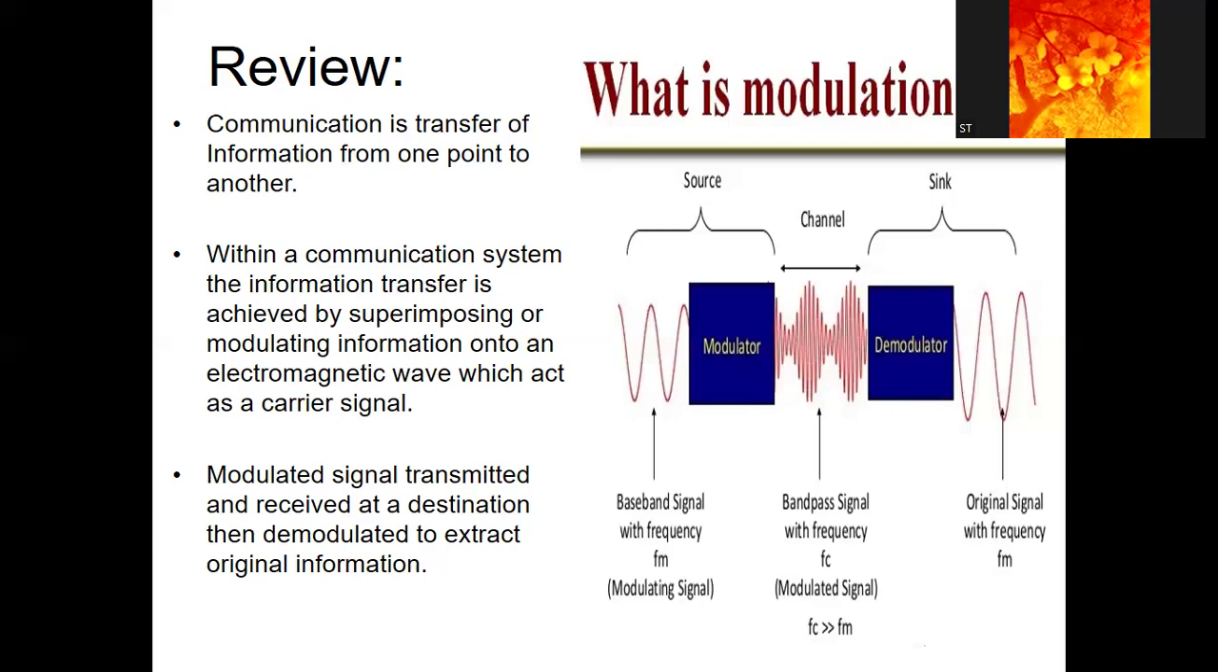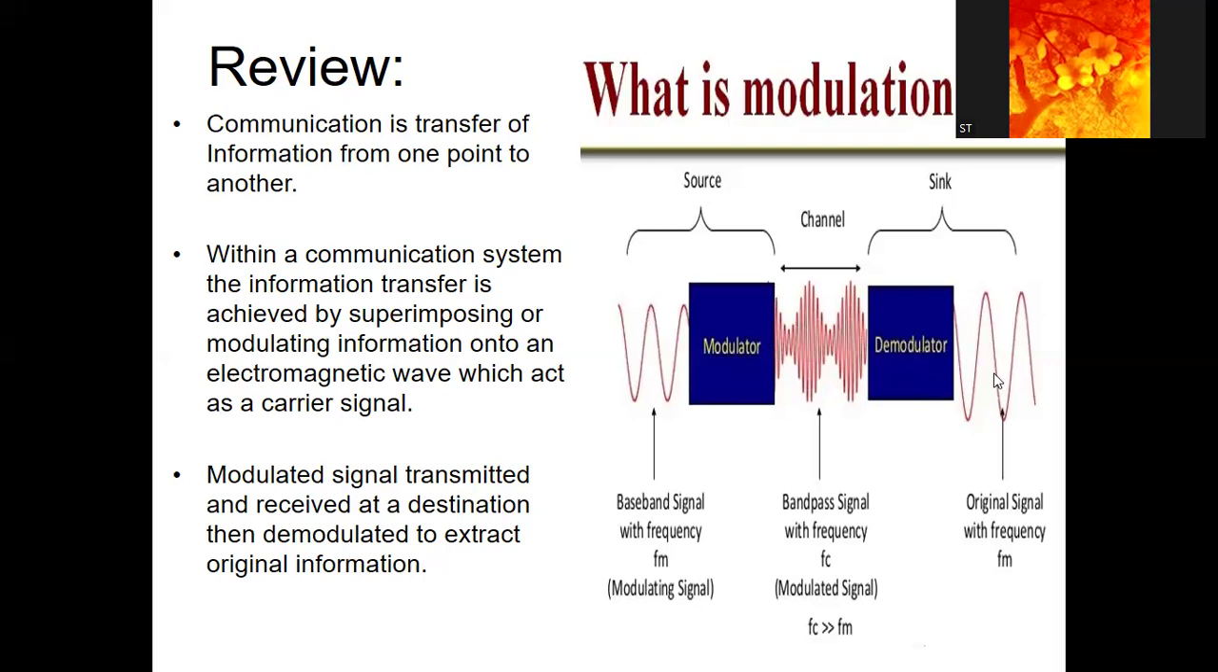So in a communication system, the information transfer is achieved by modulating the information. This baseband signal represents the information. This information signal is superimposed on the carrier signal and the message is transferred through the channel, and then the modulated signal is received at the demodulator, and here the modulated signal is used to extract the original information.